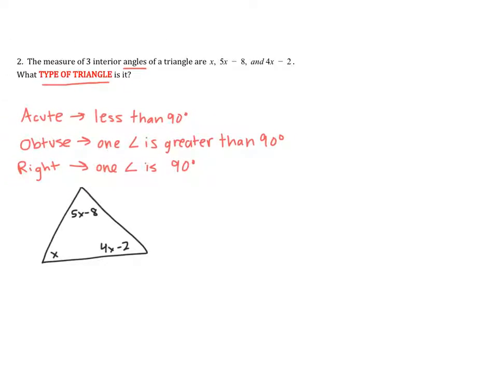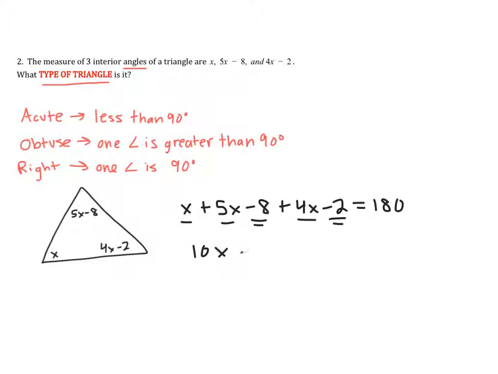So we know, as we just talked about, that the angles of a triangle should add up to 180. So we can say x plus 5x minus 8 plus 4x minus 2 equals 180. So let's start by combining our x terms and now our numbers. We can add 10 to both sides. And if we divide by 10, we get x equals 19. Now we're going to take this x value and substitute it back to see what kind of angles we get.